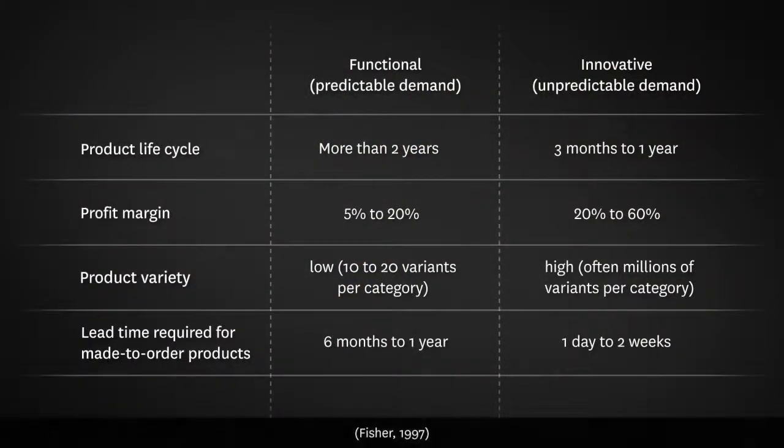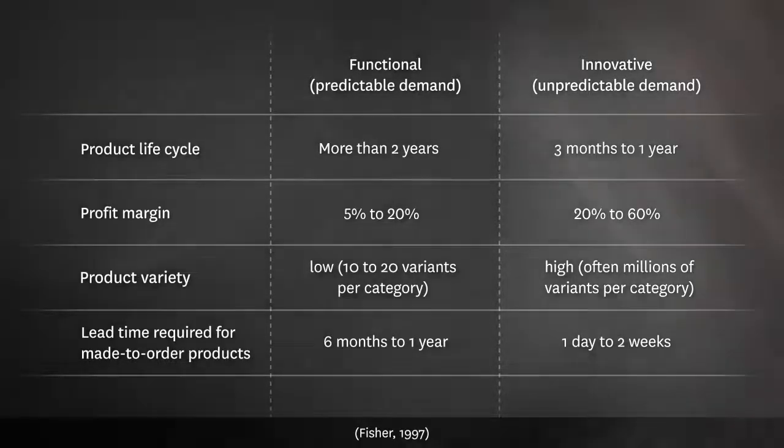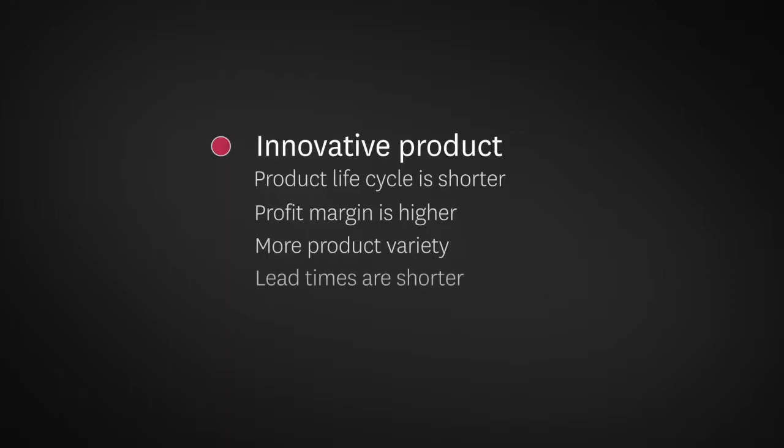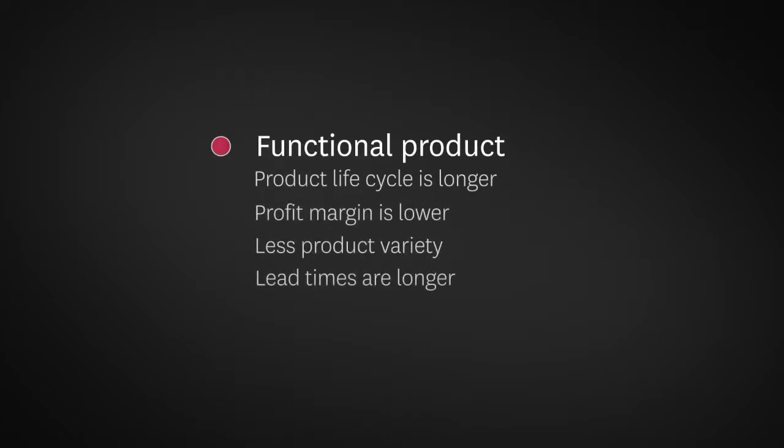As a rule of thumb, you can consider product life cycle, profit margin, product variety, and lead time to identify functional from innovative products. For an innovative product, usually product life cycle is shorter, profit margin is higher, there is more product variety, and lead times are shorter. For a functional product, the product life cycle is longer, profit margin is lower, there is less product variety, and lead times are longer. A very important takeaway here is that innovative and functional products require two different supply chains.